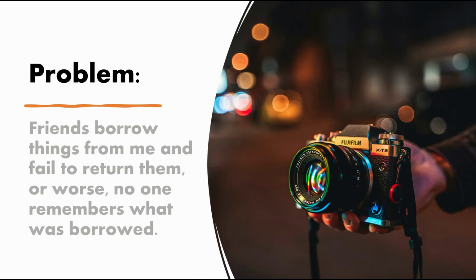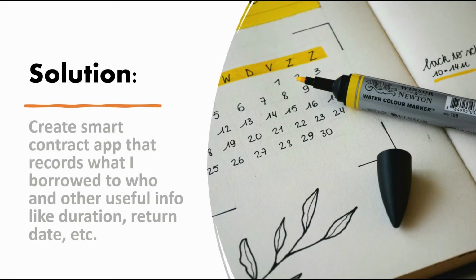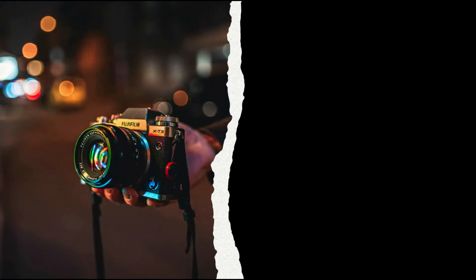So here's a problem that I've not been able to solve over the years. Friends would borrow things from me and fail to return them. Or worse, no one remembers who borrowed what. Not even me. So maybe we can solve this using smart contracts. Here's a solution. Why don't we create a smart contract app that can record what I borrowed? So there'll be no more misunderstandings and both parties will be kept honest.